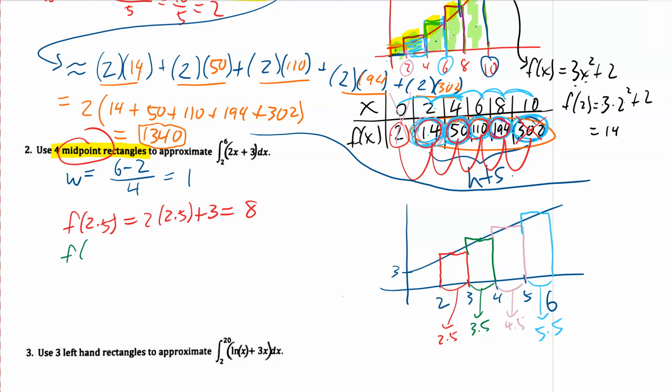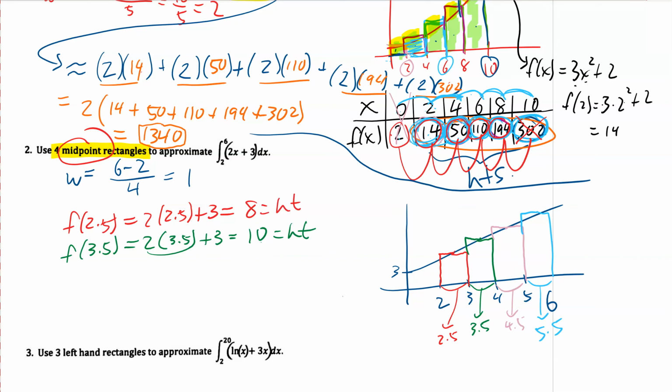So for the second one, it'll be f of 3.5. And again, we're going to double the x value that's coming in. So 2 times the 3.5, add 3. So this is 7 plus 3 more, so that should be a 10. So we now know the heights. We're looking at a height of 8, a height of 10. So this is the height. This is the other height.